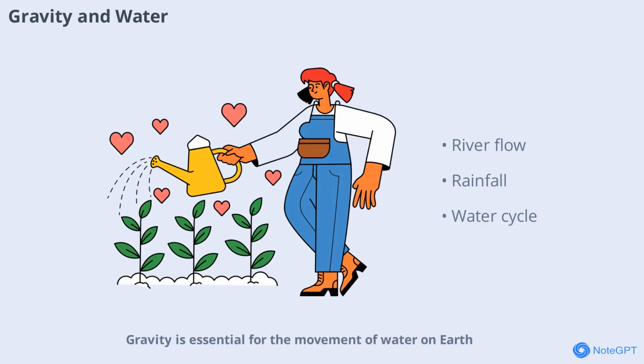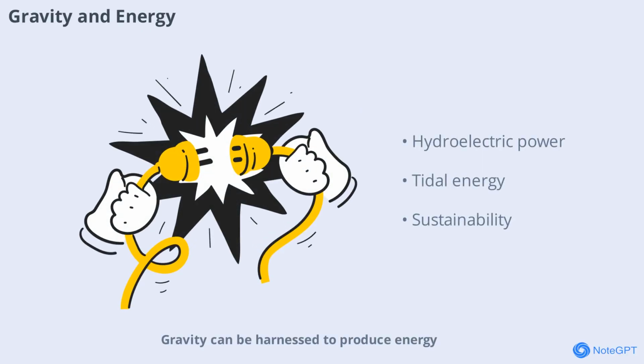Gravity is essential for the movement of water on Earth. It causes rivers to flow, rain to fall, and oceans to stay in their basins. Gravity also drives the water cycle, moving water from the atmosphere to the ground and back again. Without gravity, life as we know it would not exist, as water would not be able to circulate or support ecosystems.